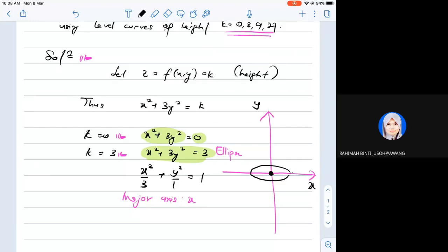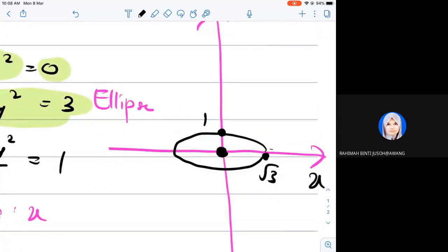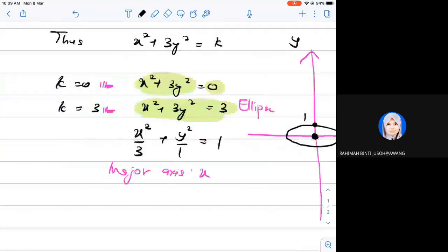Now you have to denote the radius here. It should be square root 3 on the X part, and the value on the Y part should be 1. Okay, so that's the first ellipse.